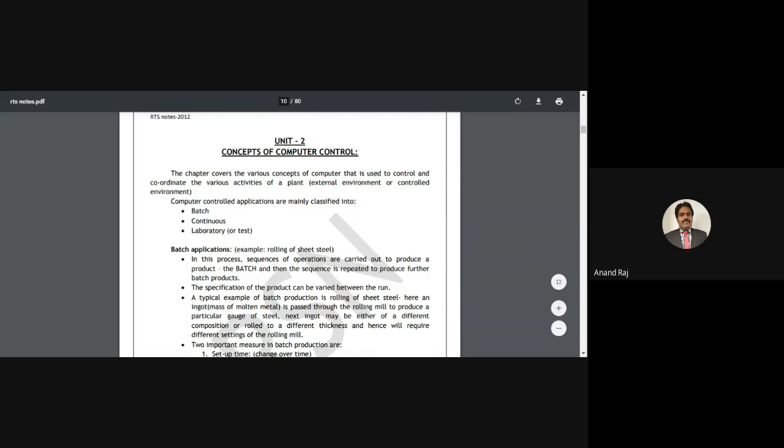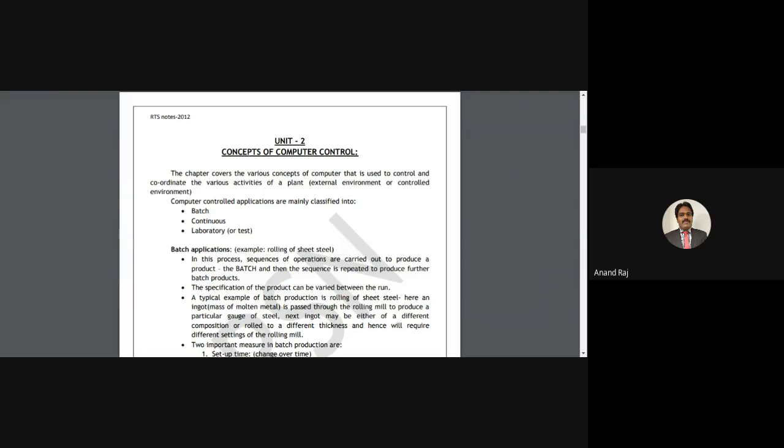Any computer control application can be classified into three main applications. One is batch application, continuous application, and laboratory or test application. So let us consider the batch application. What is a batch application? The outputs are precisely done in a batch.